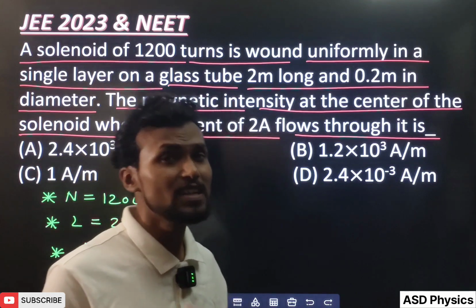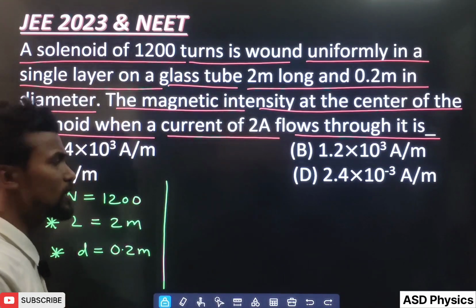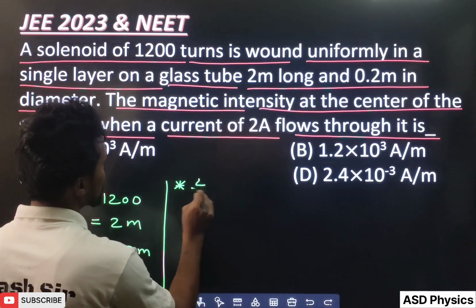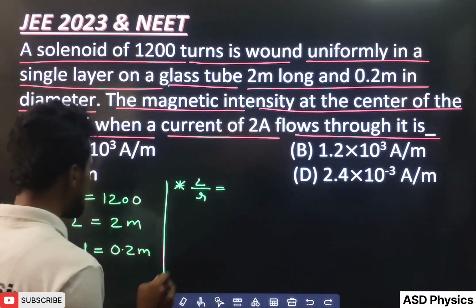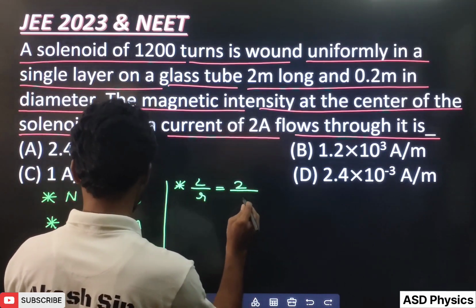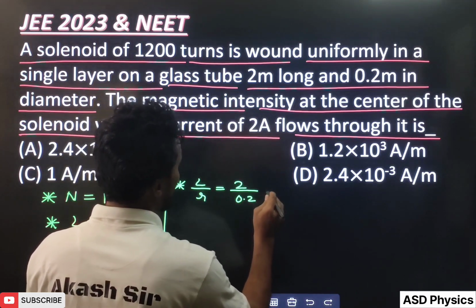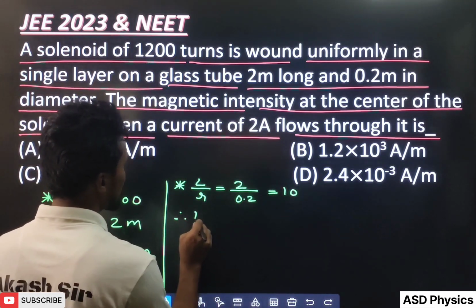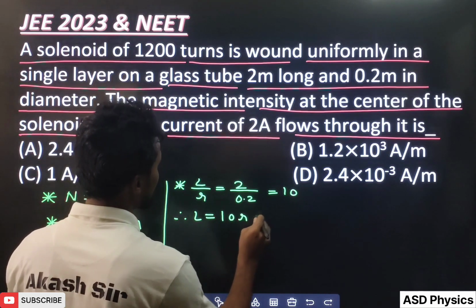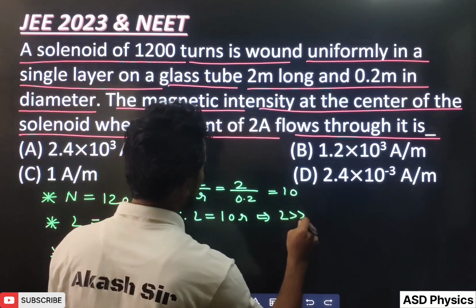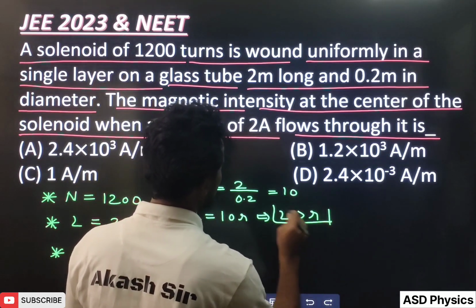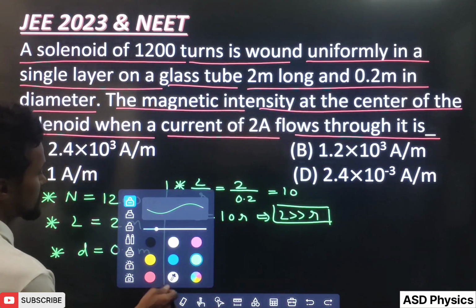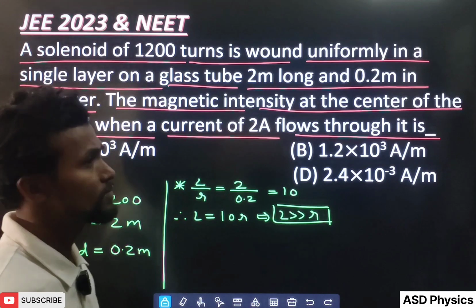The condition is that the length should be very large compared to the radius or diameter. So if you take the ratio, let's take for example L by R, this L by R will come 2 by nearly 0.2, and it will come nearly 10 times. That means I can write here this length is nearly 10 R, or we can tell L is greater than R, 10 times, it's a very big value. So in this situation we can apply the infinite length solenoid formula.